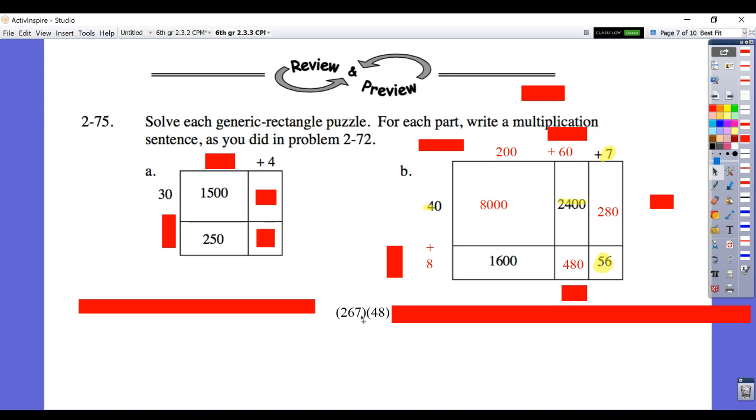Again, parentheses next to parentheses, nothing in between, means multiply. And what does that equal? Well, it equals the 8,000 from this box, plus the 2,400 from this box, plus 280, plus 1,600, plus 480, plus 56. Now, again, you may want to take the time to pause the video and copy that down. Make sure that all makes sense to you. That's something you'll have to do on upcoming quizzes and tests as well. Then you add together those sections, and you get the final answer, 12,816. So this would be what we're looking for in part B, and you should go back and be able to do it for part A as well.